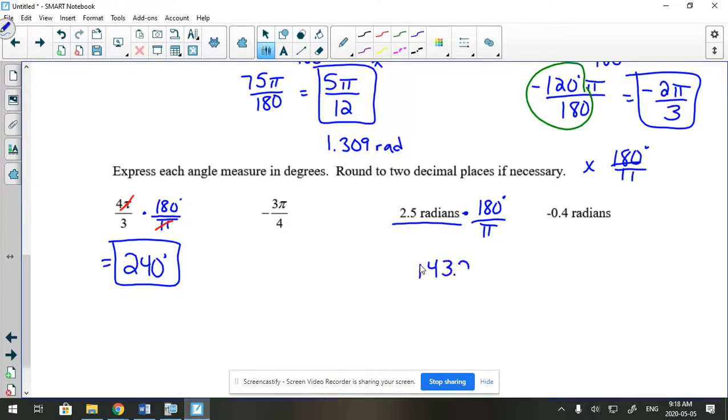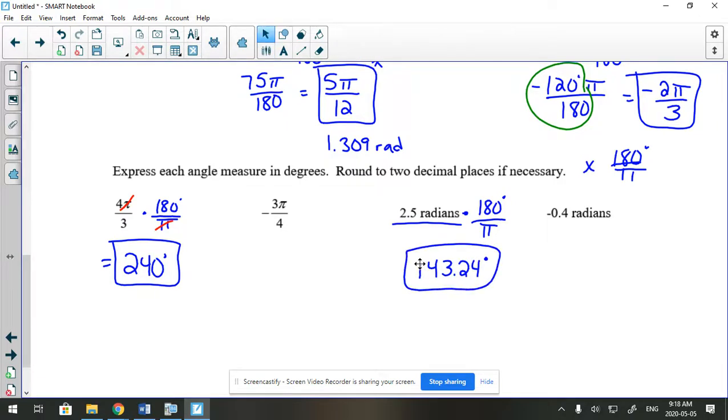And that's how you convert between degrees and radians, and this will come in handy for our next couple lessons on sinusoidal functions. Have a great day.